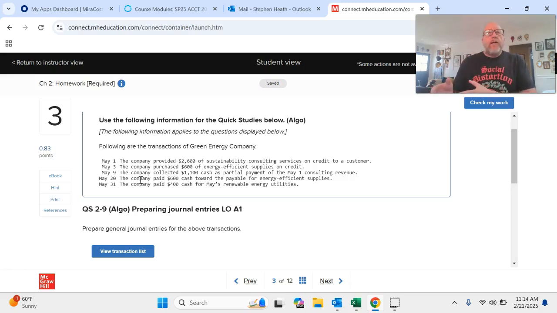So I would credit cash on May 20th. And then we're saying that we're putting the cash towards accounts payable from the purchase of energy efficient supplies. So there was a previous transaction where we purchased energy efficient supplies, and that was on May 3rd. And so now we're paying it down.